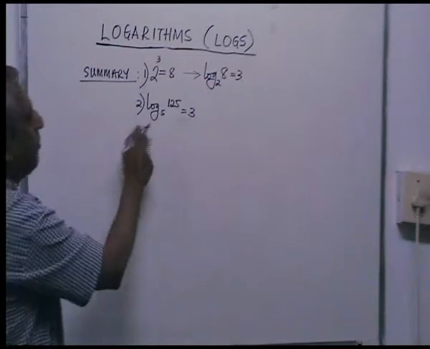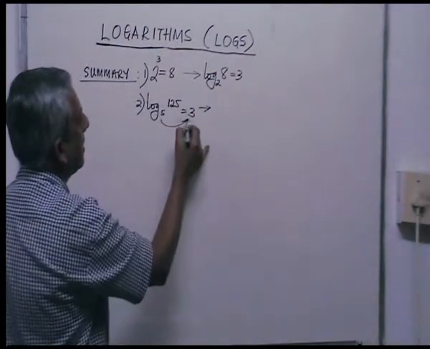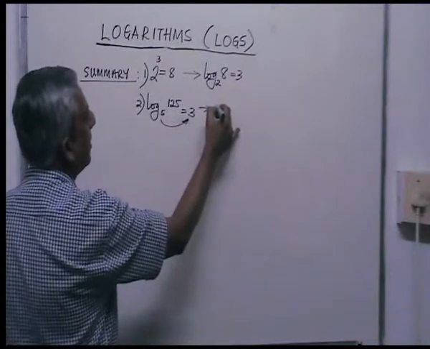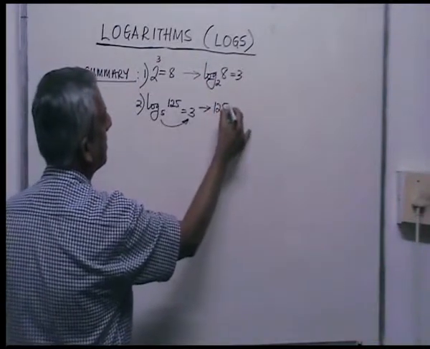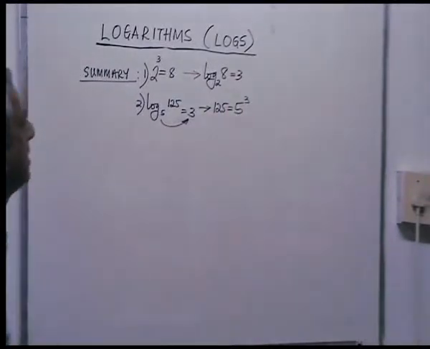So I'm giving you in log form. Then you will have to write this in index form. So you will say, well, 125 is equal to 5 to the 3. So you must be able to write from index form to log form, from log form to index form.